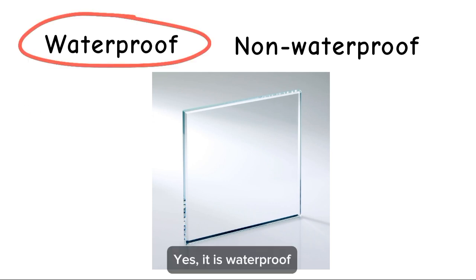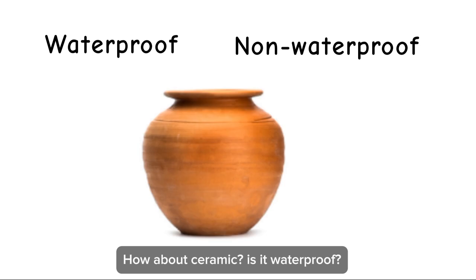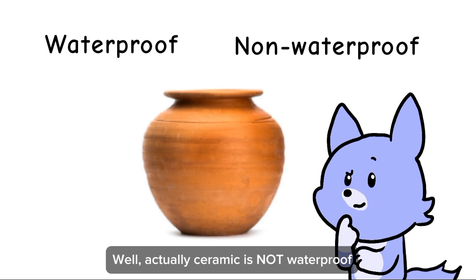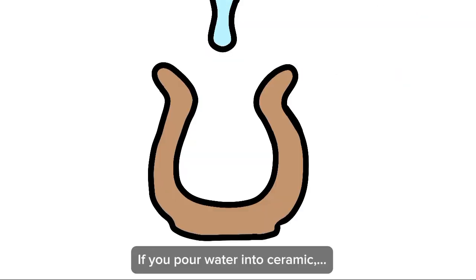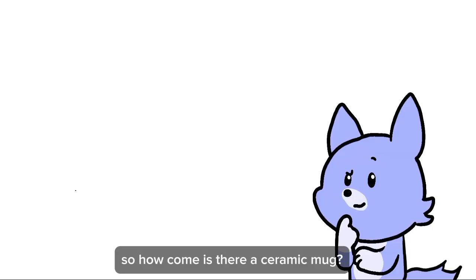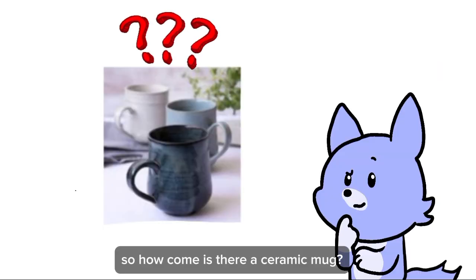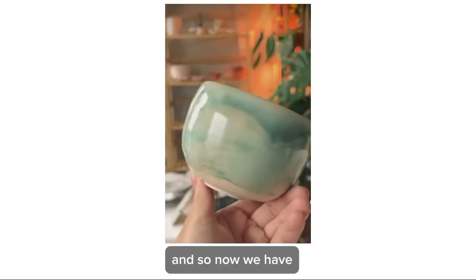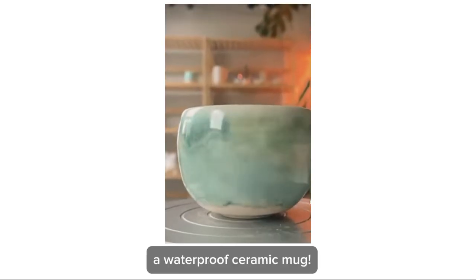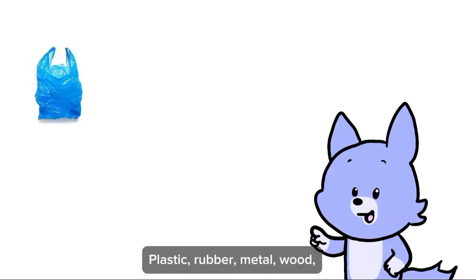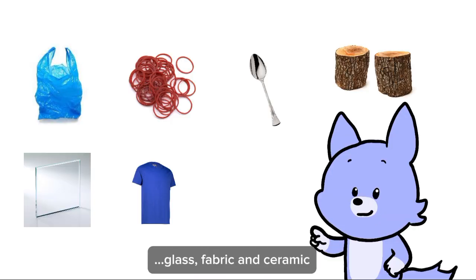Yes, it is waterproof. How about ceramic? Is it waterproof? Well, actually, ceramic is not waterproof. If you pour water into ceramic, the water will be absorbed. So how come there is a ceramic mug? Because the ceramic is coated with glaze, and so now we have a waterproof ceramic mug. Okay, now you know about the seven materials: plastic, rubber, metal, wood, glass, fabric, and ceramic.